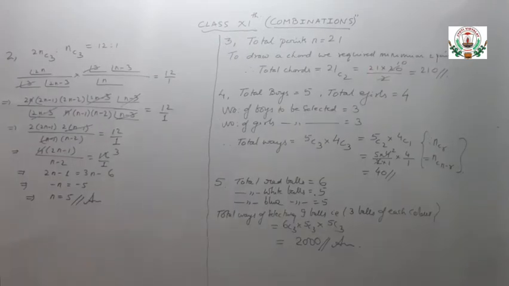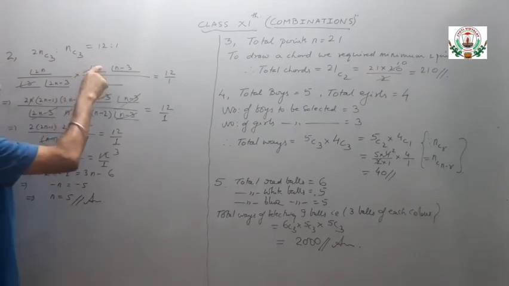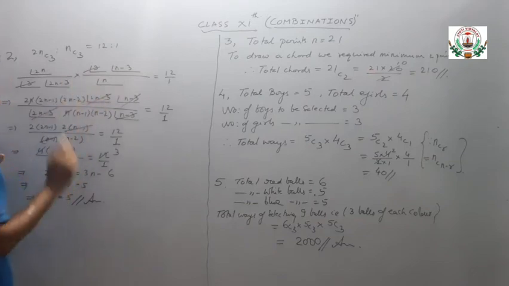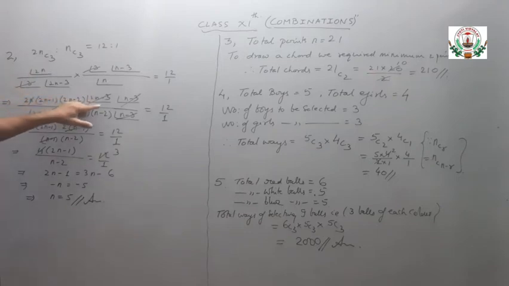Now question number 2, exercise 7.4. 2nC3 upon nC3 equals 12 by 1. Factorial 2n upon factorial r, factorial 3, factorial n minus r, 2n minus 3; take the reciprocal as it is a division: factorial 3, factorial r, factorial n minus r, factorial n minus 3 upon factorial n. Now this factorial 2n can be broken up as 2n, 2n minus 1, 2n minus 2, factorial 2n minus 3, which can be cancelled out.